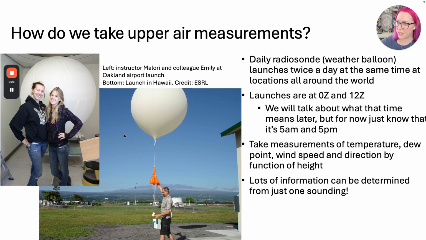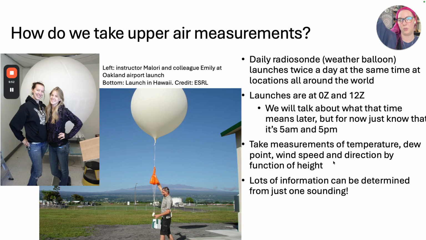Anyway, so looking at this cute little balloon and orange parachute looking thing on it, notice this little white box on the bottom. That is what holds the instrumentation. So this holds instruments that measure temperature, dew point. Just know that dew point is moisture content. So how much moisture is the air holding right now? And wind speed and direction as a function of height.